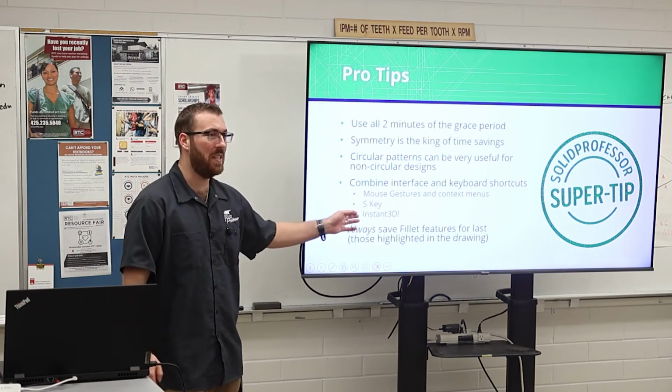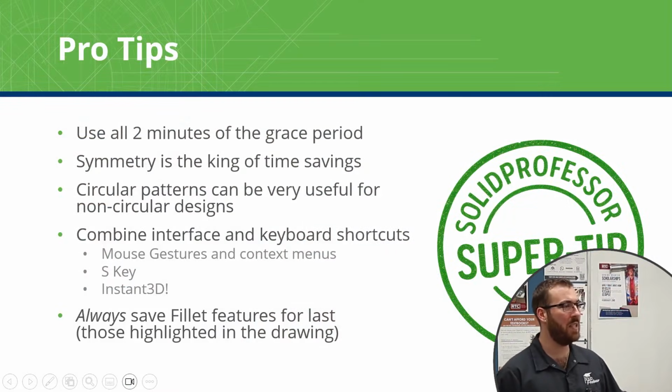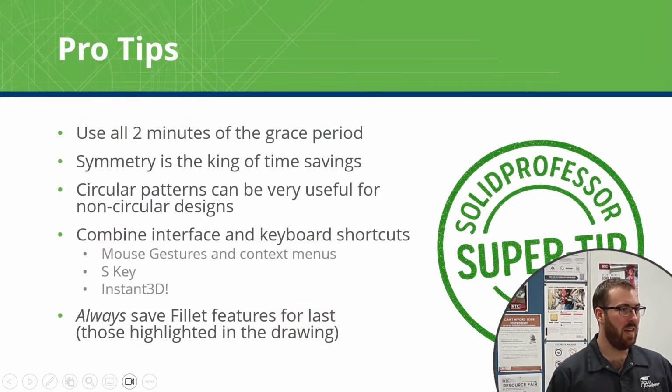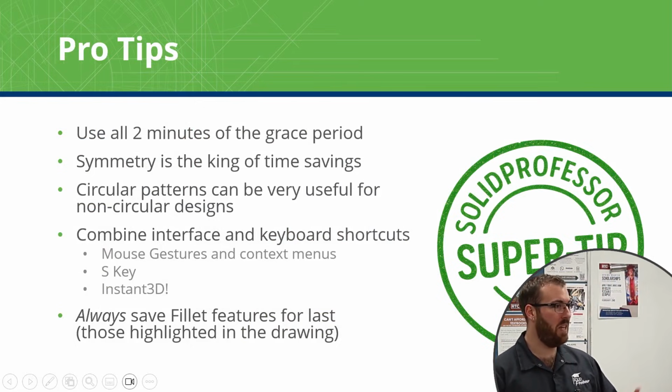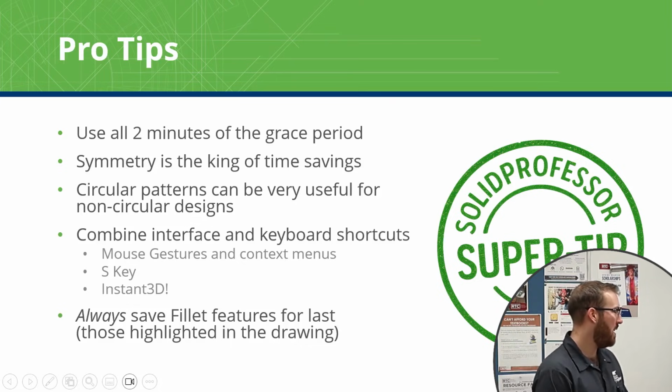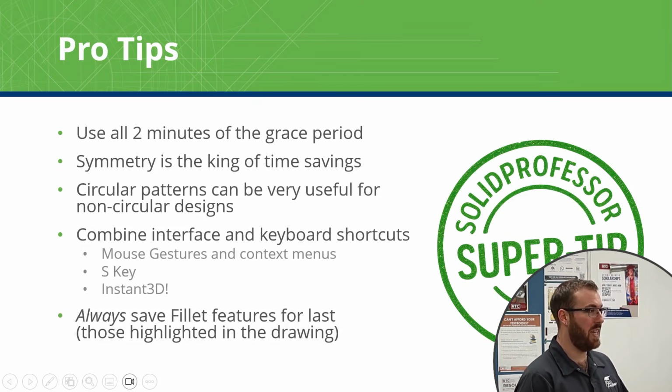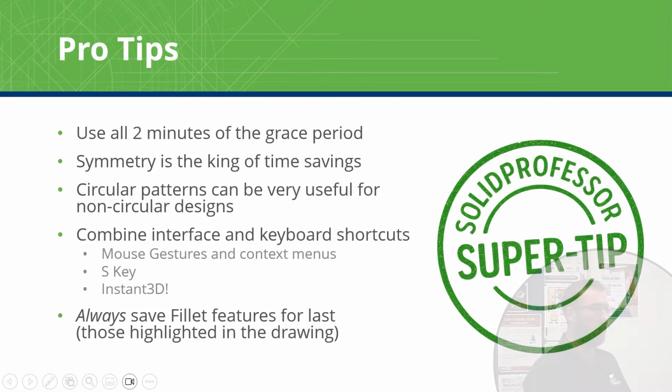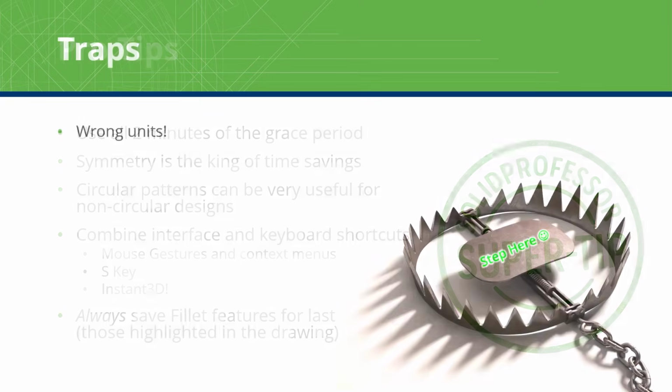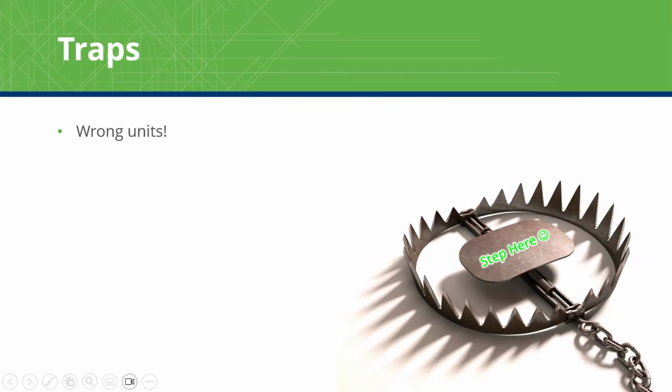Also, Instant 3D. This is something, admittedly, I underutilize, but I think Instant 3D has the ability to save you some time if it's used correctly. So check that out. And always save your fillet features for last. Those are the ones highlighted in the drawing I'm referring to. Those are cosmetic fillets. All they're going to do is get in the way if you try to move them further, and they will mess you up. They will bite you. Speaking of biting you, here's some traps to look out for.